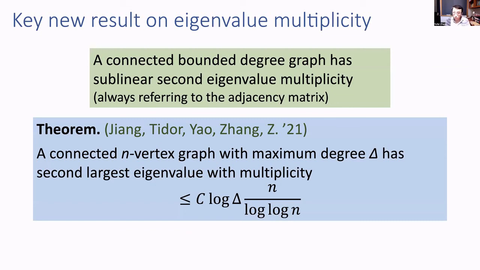A key result in our proof of this theorem is a new result in spectral graph theory, and it tells you something about eigenvalue multiplicity. We prove that a connected bounded degree graph always has sublinear second eigenvalue multiplicity, sublinear in the number of vertices. Here, we're always referring to the adjacency matrix, although other matrices, such as a normalized adjacency matrix for random walks, could also be interesting. But for the purpose of this application, we'll always be looking at the adjacency matrix. More precisely, we showed that a connected n-vertex graph with maximum degree delta has second largest eigenvalue with multiplicity at most on the order of log delta times n over log n. I'm usually thinking of delta as fixed, so here the bound is n over log n.